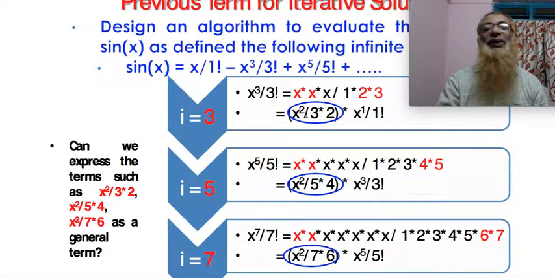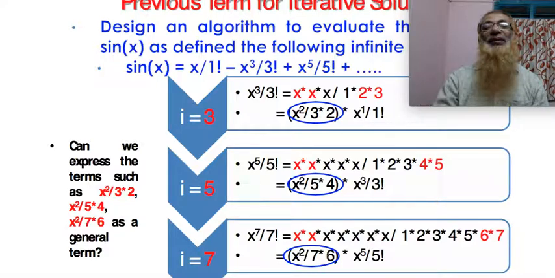What about 3 into 2? Here we have 3. This 3 and 3 into 2. I becomes 3. When I becomes 3, we multiply 3 into 2. When the value of I was 5, we multiply 5 with 4. When the value of I was 7, here we multiply 7 with 6.